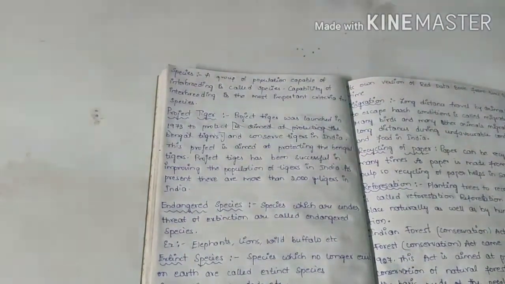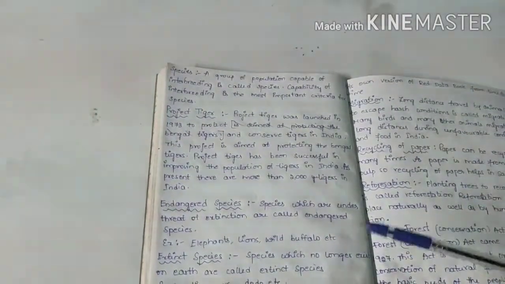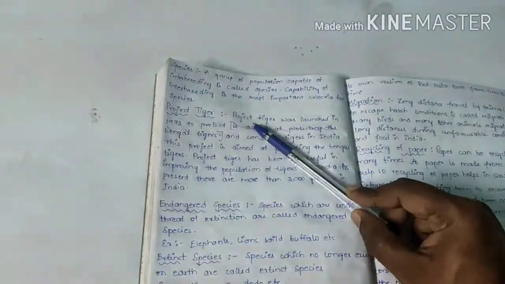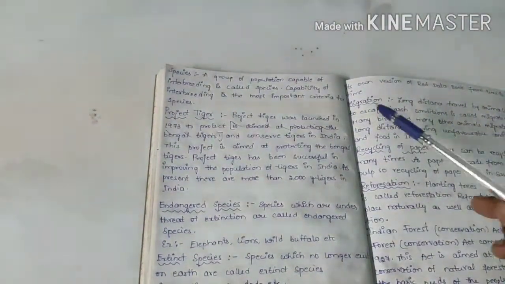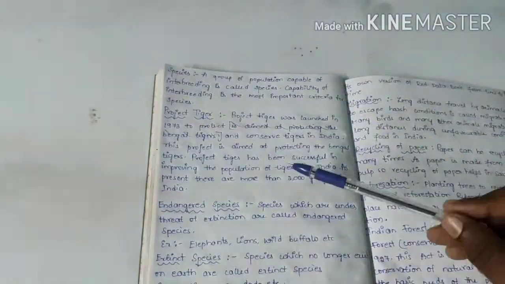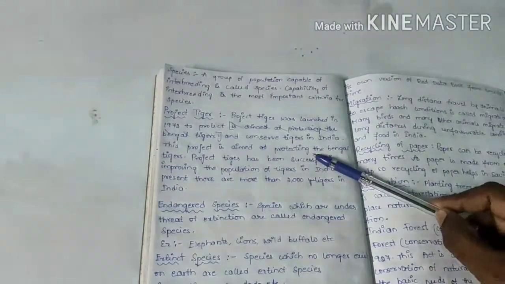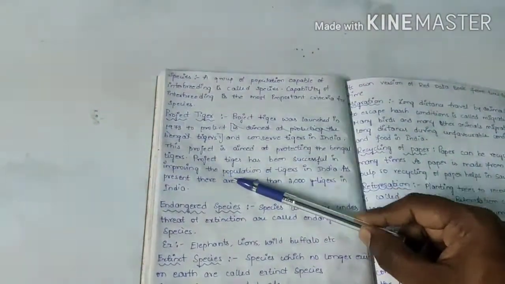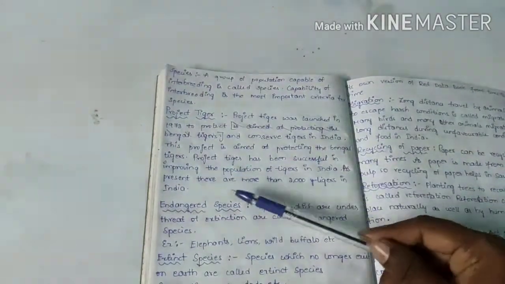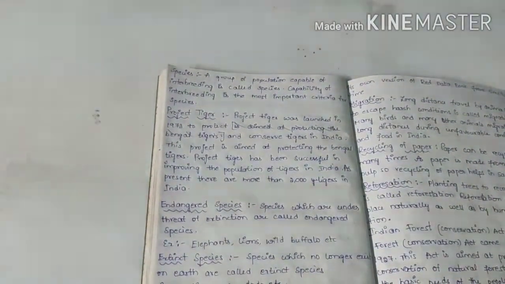So what will happen? For conserving and protecting the tigers, the Government of India launched a program called Project Tiger in the year 1973. The main aim of this Project Tiger is to conserve tigers in India. This project is aimed at protecting the Bengal tigers. Project Tiger has been successfully improving the population of tigers in India. At present, there are more than 2000 tigers in India.